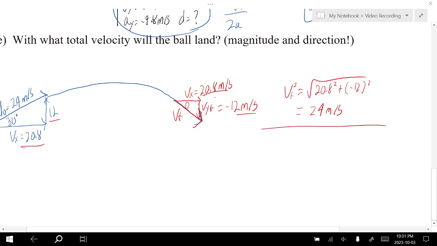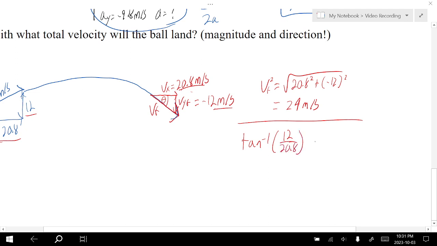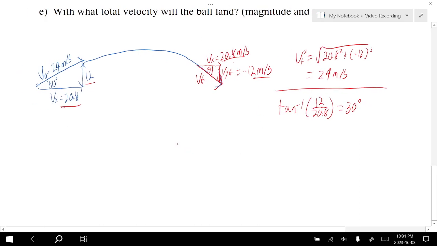If we find the angle below horizontal, we will have to do tan inverse, because tan is opposite over adjacent. We will do 12 over 20.8, and we will find the angle below horizontal is 30 degrees, the same as the angle above horizontal when we started. So the answer to part E is that the final velocity is 24 meters per second at 30 degrees below horizontal.